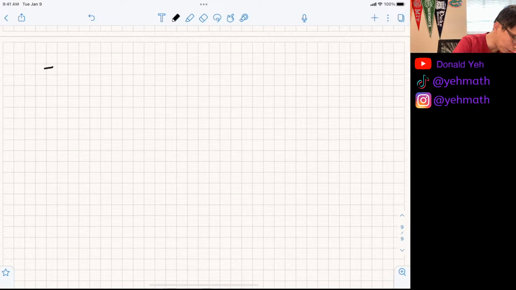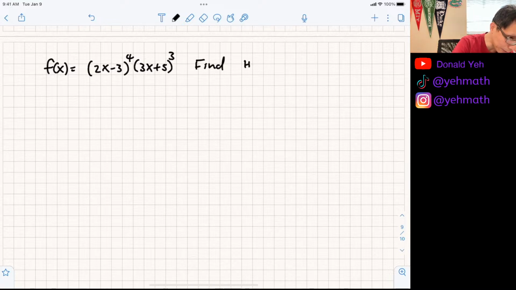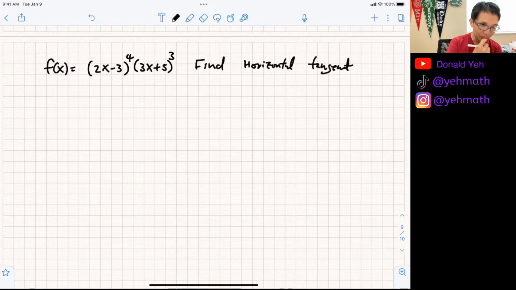That's to say, hey, how do I find the horizontal tangent of this? So let's start with factoring out the most negative. So let's say (2x minus 3) to the fourth power, and then (3x plus 5) to the third power. And let's just say, can you find the horizontal tangent? How do you find the horizontal tangent here? Let's see if you guys can find it. I'll give you a moment before I start.